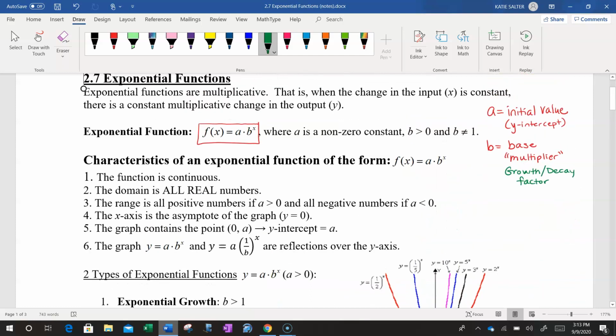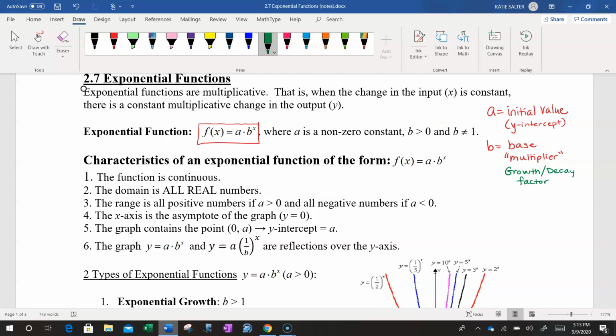Some basic things about any exponential function in this form. A is always the initial value, or the y-intercept. And of course, listen to what I'm saying, in this form, if we add or subtract and shift that graph, it will shift the y-intercept. The base is the multiplier, and that's the whole point of exponential functions. They are multiplicative.